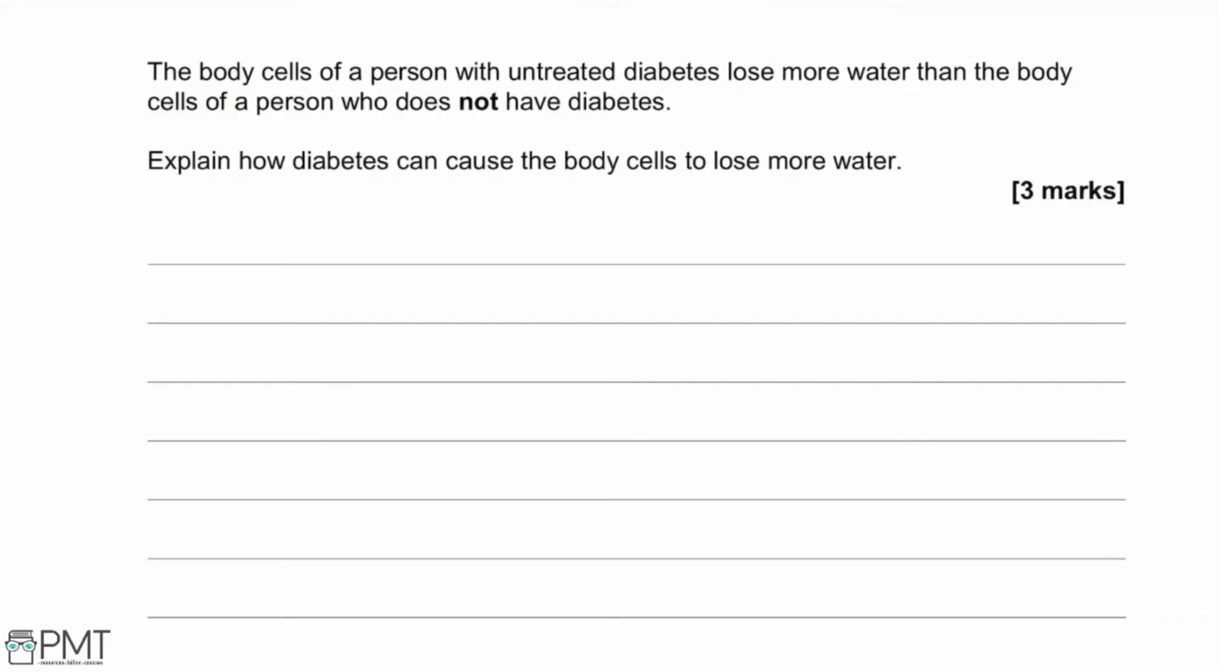The body cells of a person with untreated diabetes lose more water than the body cells of a person who does not have diabetes. Explain how diabetes can cause the body cells to lose more water, and this question is worth 3 marks. So this question is asking us about the movement of water, which means that a lot of your marks are likely going to come from stating osmosis and defining it.